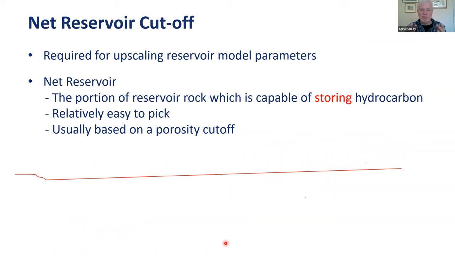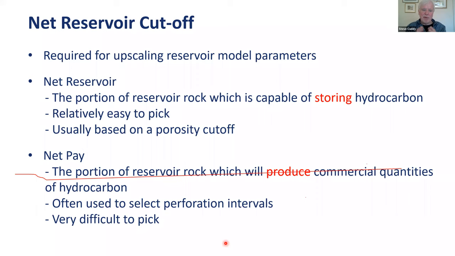Compare that with net pay. Net pay is a proportion of reservoir rock that can produce commercial quantities of hydrocarbon. It's often used to pick slate perforation intervals, but it's very difficult to pick. Every drop of movable hydrocarbon in the reservoir is potentially producible, depending on how hard you try, how many wells you drill, how much water injection you have, how much gas drive you have, and how much stimulation you have. So net pay really depends upon the oil price. Forget about net pay. For reservoir modeling, we want to look at net reservoir.